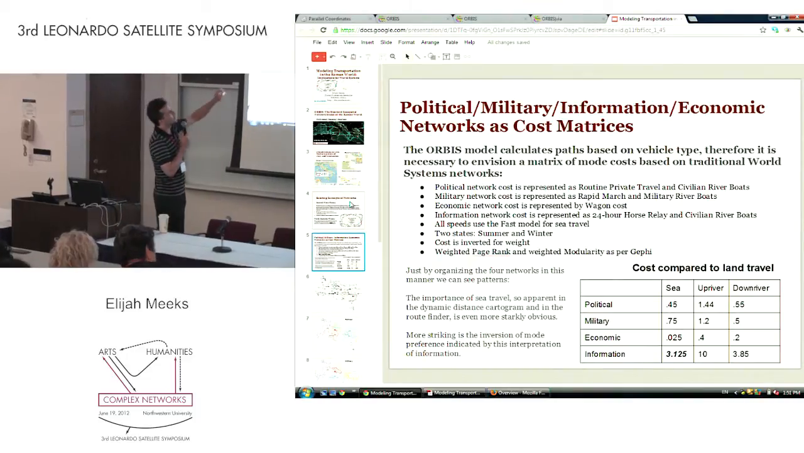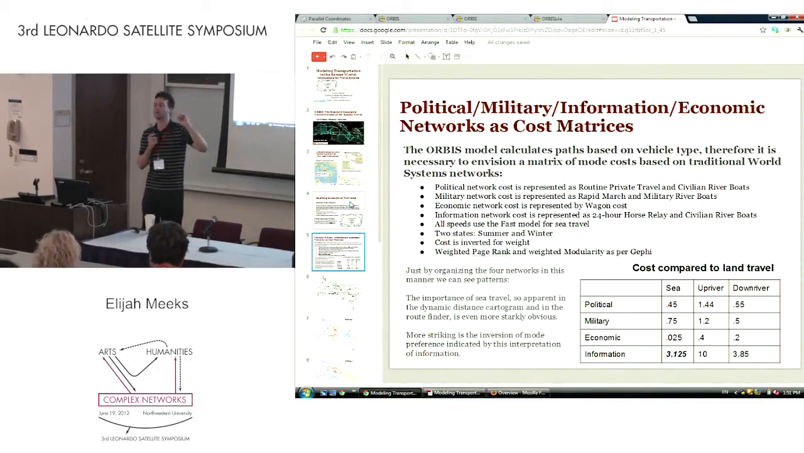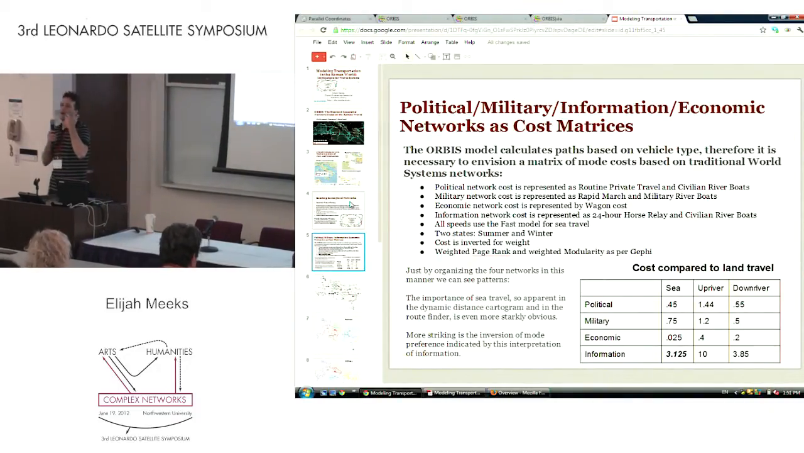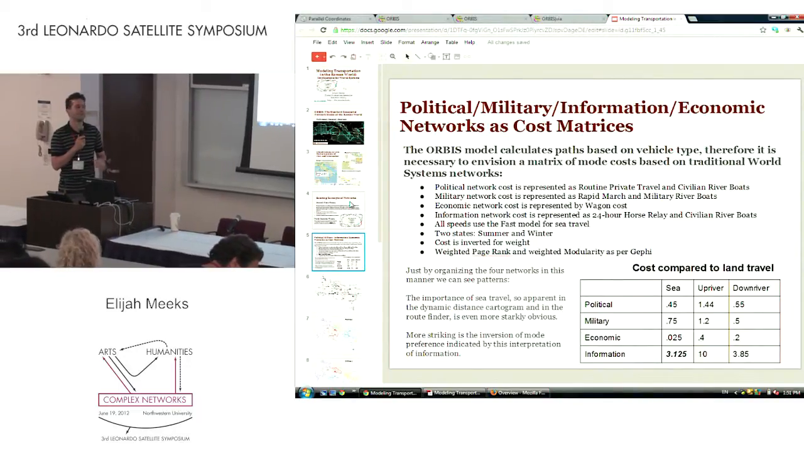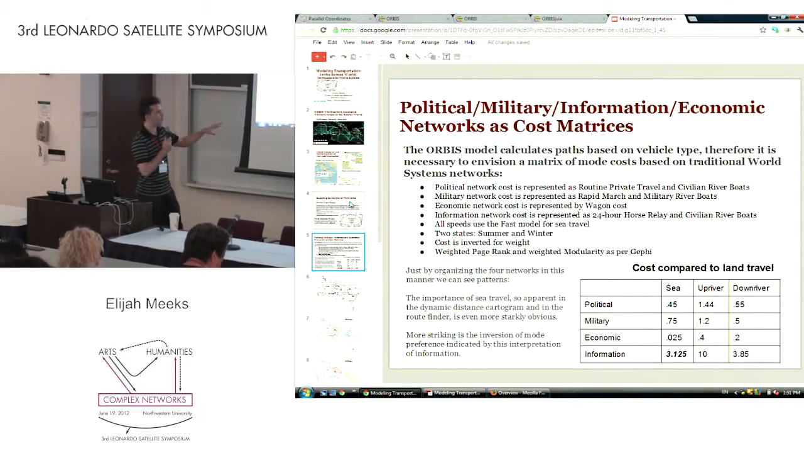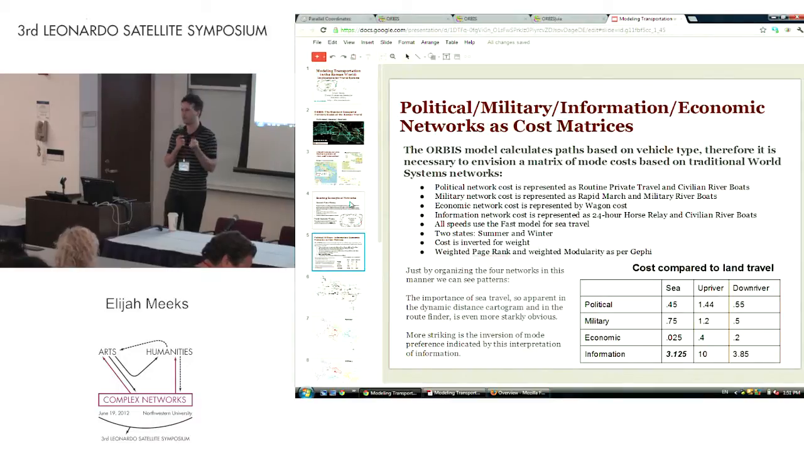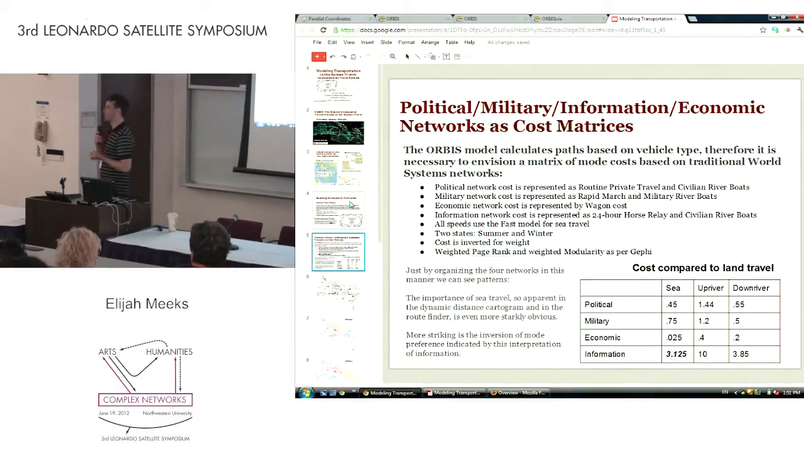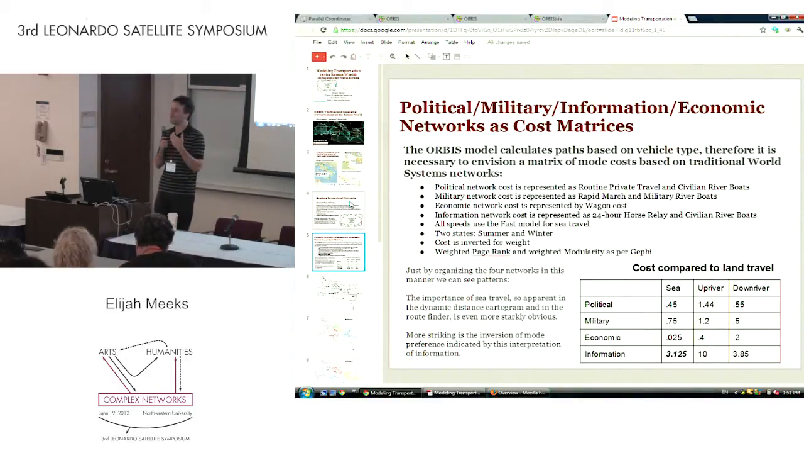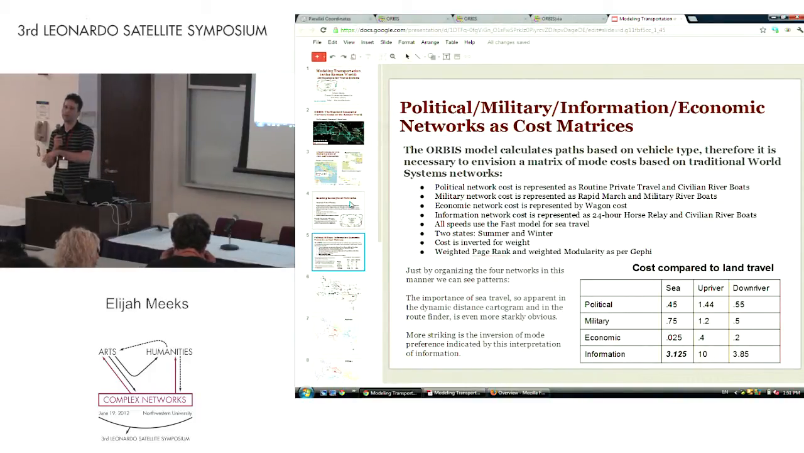So political, military, information, and economic networks are easy to speak of in narrative, but if you try to apply them to a network model, you have to define what you're talking about when you speak of a piece of information. The way that Orbis operates is it is working with vehicles, or more specifically, a vehicle matrix, because there are different modes of travel. So you could have a different set of restrictions on your river travel versus your land travel.